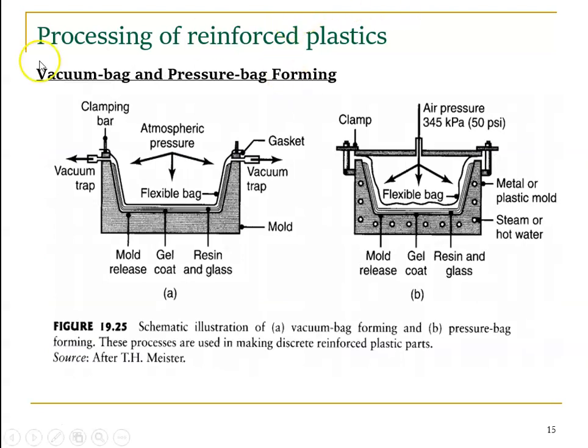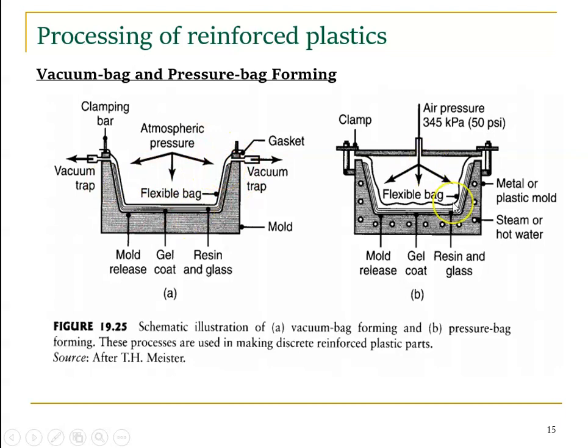So we have two more types. One is vacuum bag and pressure bag forming. This is our clamping, right? We hold our fiber sheet with the help of clamping. The sheet is clamped in by a clamping bar, and at the bottom we have a vacuum chamber. Here we have a vacuum trap, so the air is sucked out. So we create a vacuum, and the entire sheet is deposited over the mold. This is what vacuum pressure is.